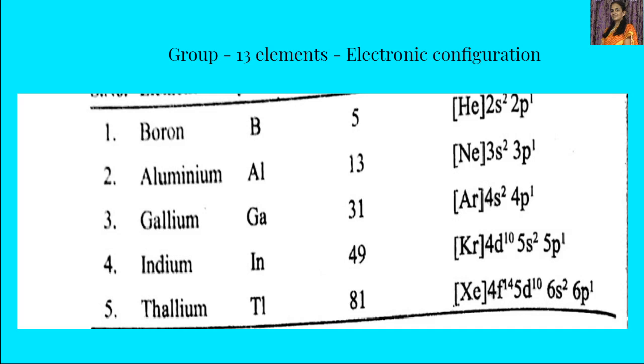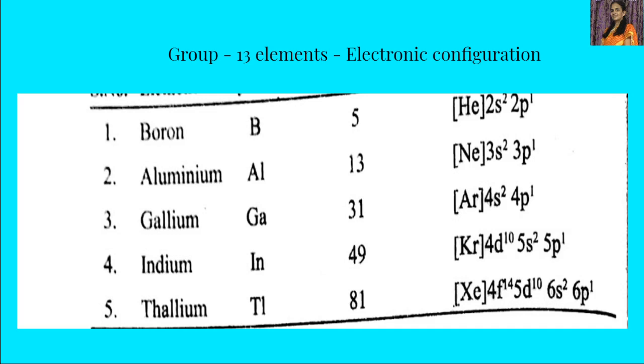Now let's consider gallium. Ga is the symbol, the atomic number is 31, and its electronic configuration is argon 3d10 4s2 4p1. Argon is 18 electrons, 3d10 makes 28, 4s2 makes 30, and 4p1 makes 31. Now the next one is indium. Indium's atomic number is 49, and its electronic configuration is krypton 4d10 5s2 5p1. Krypton is 36, plus 10 is 46, plus 2 is 48, and this one makes 49.